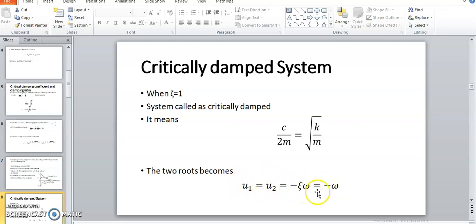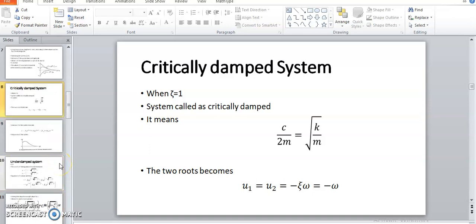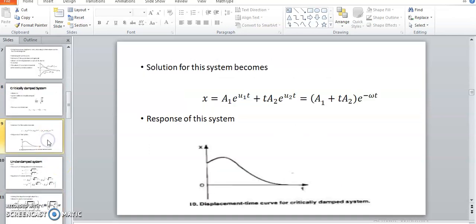Now we put this u1 and u2 here. When the roots are equal, the solution of the differential equation changes slightly. In the previous case, when the two roots are unequal, we wrote the solution as x is equal to a1 e raised to u1t plus a2 e raised to u2t. The t term is absent in the previous case. When the two roots are equal, the solution slightly changes to x is equal to a1 e raised to u1t plus t a2 e raised to u2t.